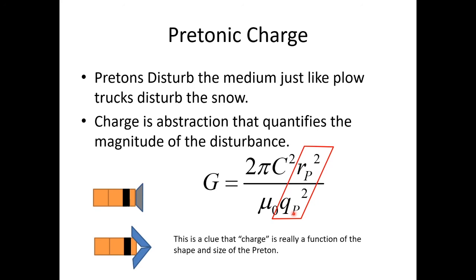And that's great because that means we might be able to eliminate charge altogether and be able to say, one day in the future, because of this shape of the preton, it couples to ethons this way, and get rid of the concept, the abstraction called charge altogether. That day is on our horizon. Right now, we're still going to use the charge abstraction.